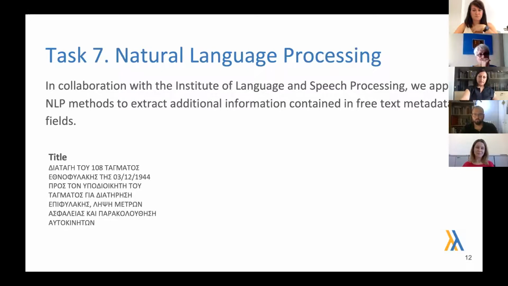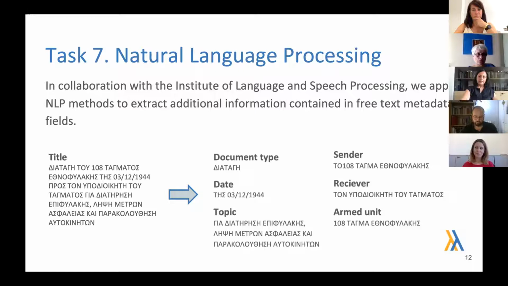In collaboration with the Institute of Language and Speech Processing at Athena Research Center, we decided to apply natural language processing techniques to extract additional information contained in free text fields, like the one in the example. From the value in the field title, we were able to extract information for the document type, the date, the topic, the sender and receiver of the document, and armed units mentioned in it. So in a way, we enrich the records with new information that is generated due to our processing.